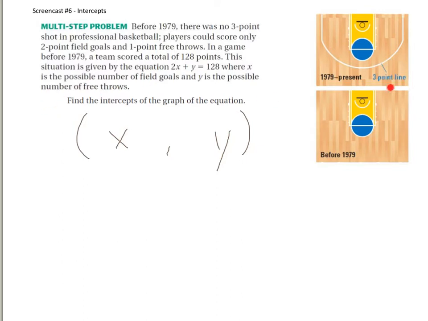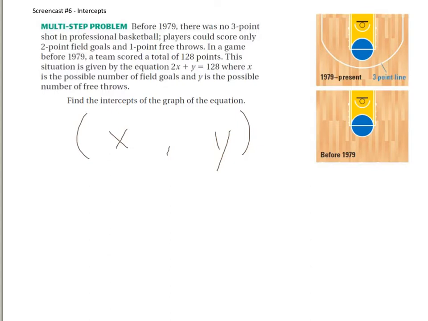So if we look here on the right, here is a 1979 until now side of a basketball court, and then beforehand, the three-point line you can see is gone, which to me just looks really weird without the three-point line. I am so used to seeing it as well. But I wonder what changed it. I wonder why they implemented or why they put that in there. Something to research. Any one of you are free to do that.